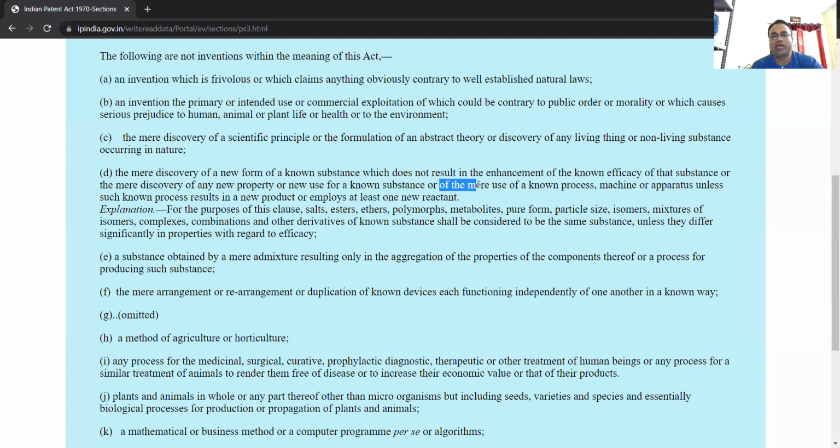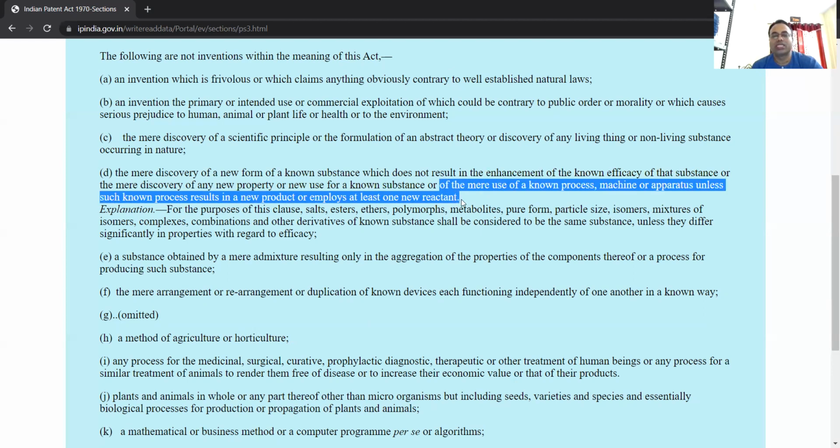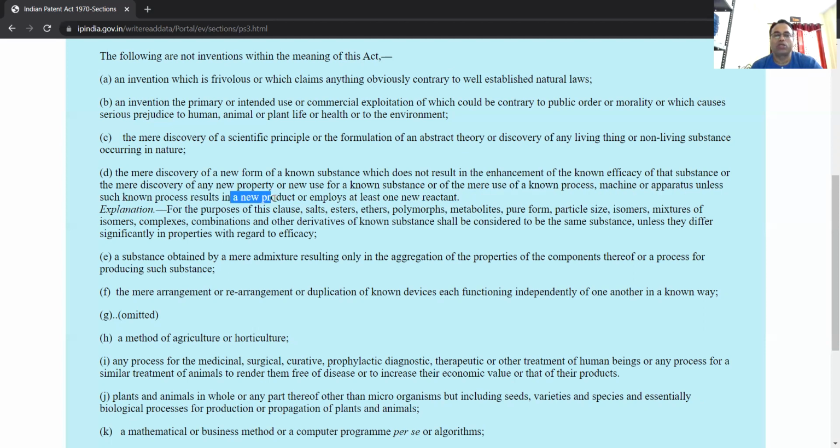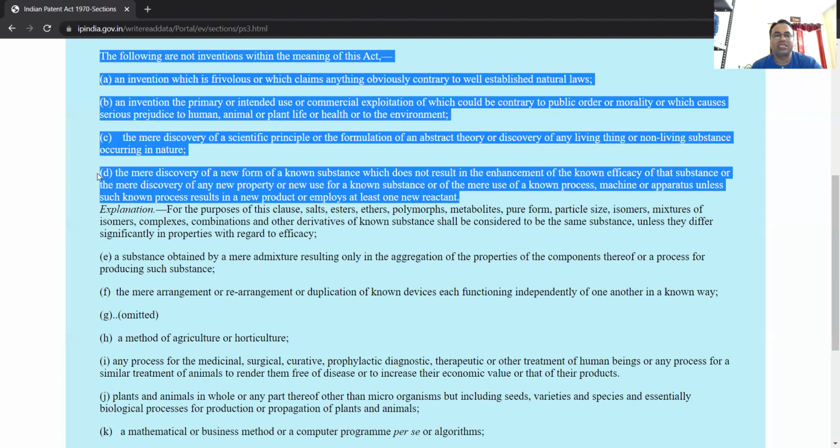Or of a mere use of a known process, machine, or apparatus, unless such known process results in a new product. So if a process is known, then you cannot patent it. But if you are using this process, machine, or apparatus and you want to patent it, then that use of the machine or apparatus must result in a new product, or it must use at least one new reactant. So there are many things given in 3D.